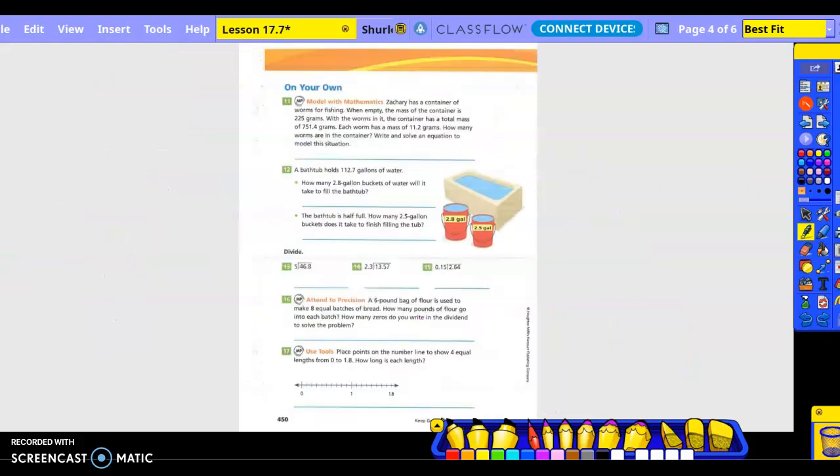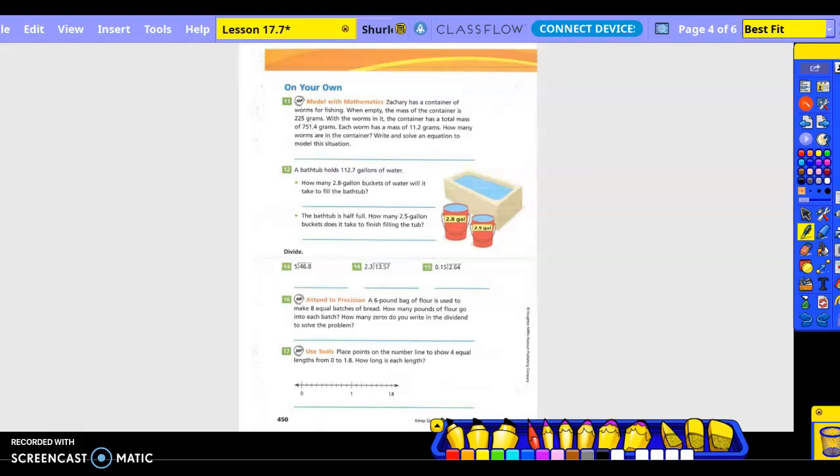Okay. So we are going to keep recording. We may run out of time to record, but we will do the whole page. On your own, number 11, model with mathematics. Zachary has a container of worms for fishing. When empty, the mass of the container is 225 grams. With the worms in it, the container has a total mass of 751 and 4/10 grams. Each worm has a mass of 11 and 2/10 grams. How many worms are in the container?